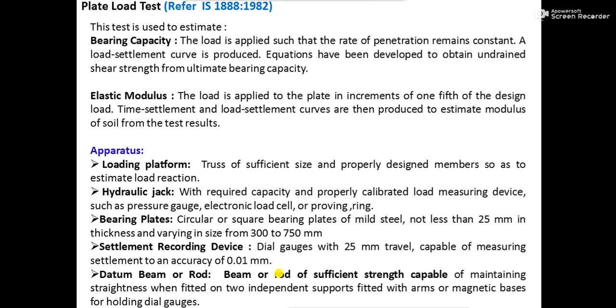And the last one is your datum beam or rod. Datum beam or rod, of sufficient strength, capable of maintaining straightness when fitted on two independent supports fitted with arms or magnetic bases for holding dial gauges. That means in case of gravity loading platform, this is actually your datum rod. So it should have sufficient strength that it should not bend, right. If it bends, then your dial gauge reading will not be proper, okay.